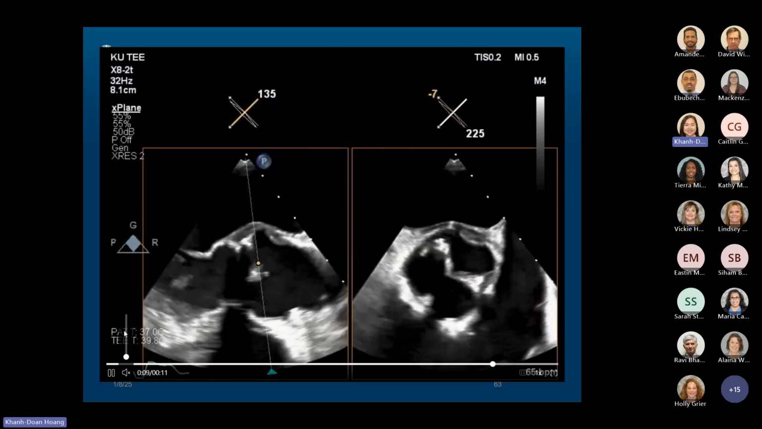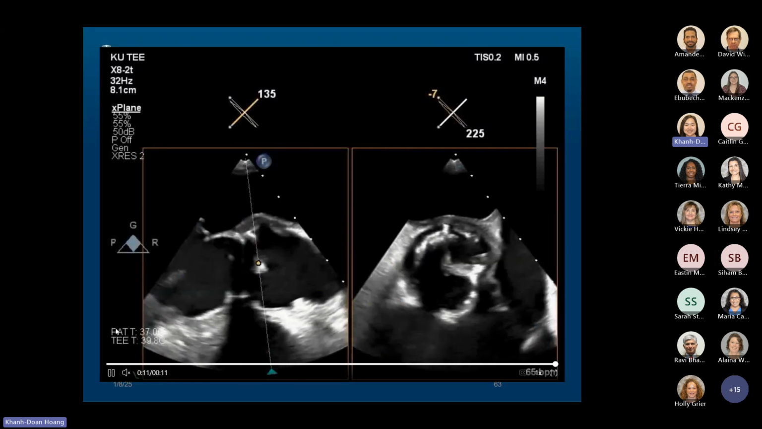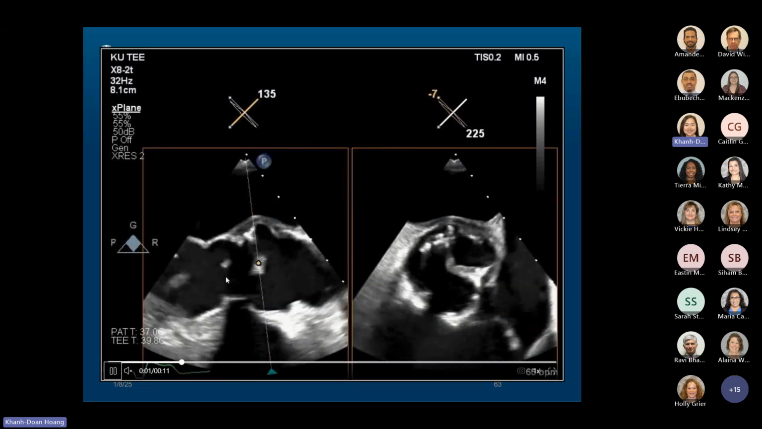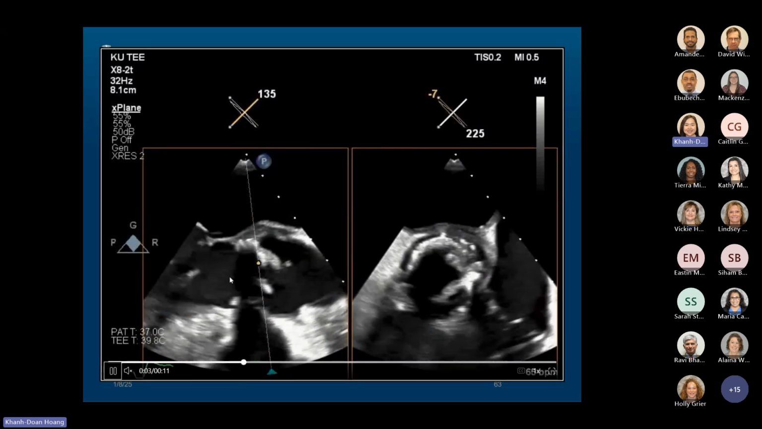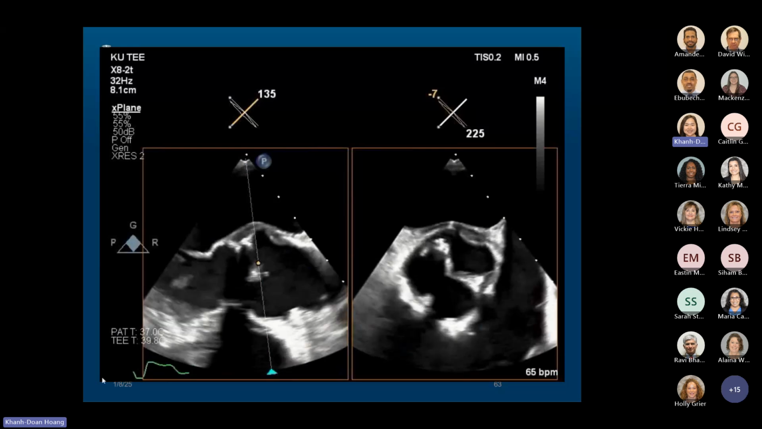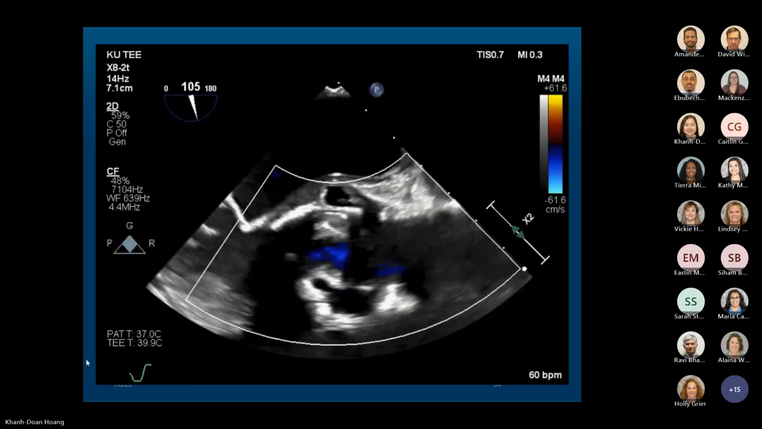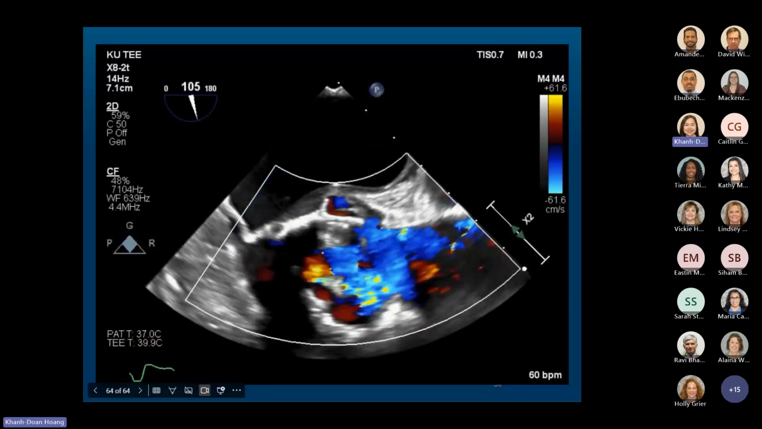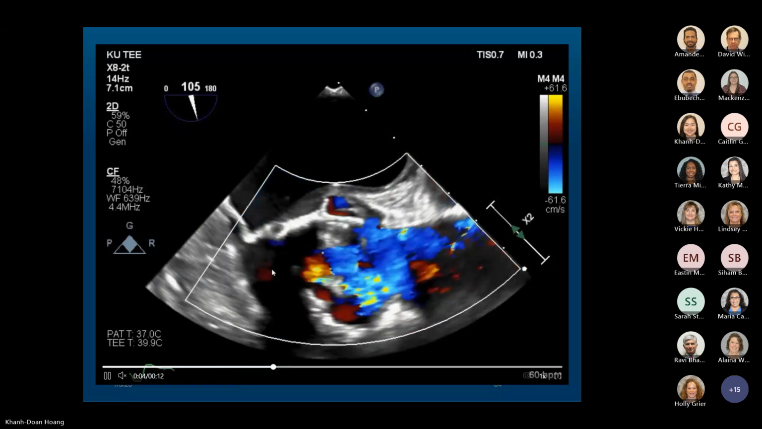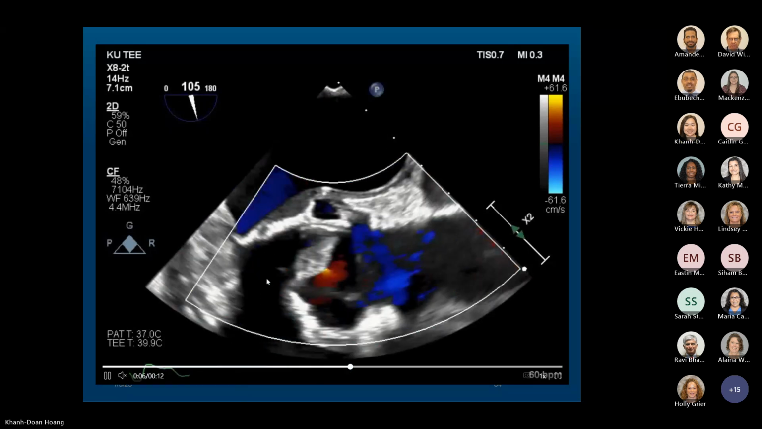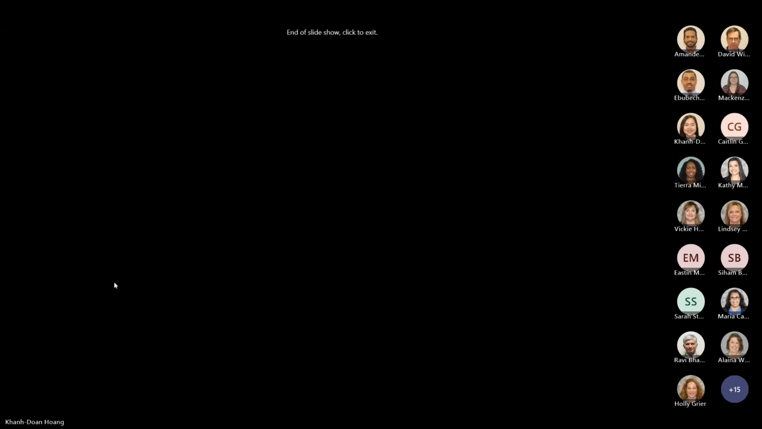prosthetic aortic valve. And they underwent a TEE, and it showed really thickened valve leaflets, mobile echo density at the base of the anatomic non-coronary cusp. And then I'm just going to put color on that. All right, that's it.